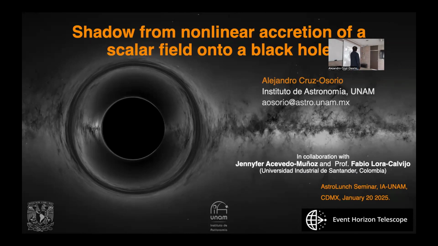Shadows from nonlinear accretion of scalar field dark matter onto black holes. So I basically spoiled all of my talk. Our motivation is to study how the size of a black hole, and for instance how the shadow of a black hole, will change when this black hole is accreting any kind of matter. In particular, we will concentrate on scalar field matter.